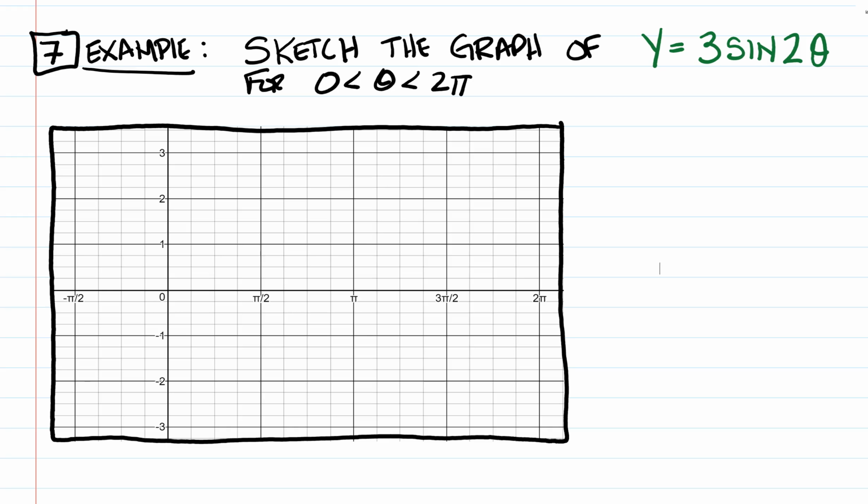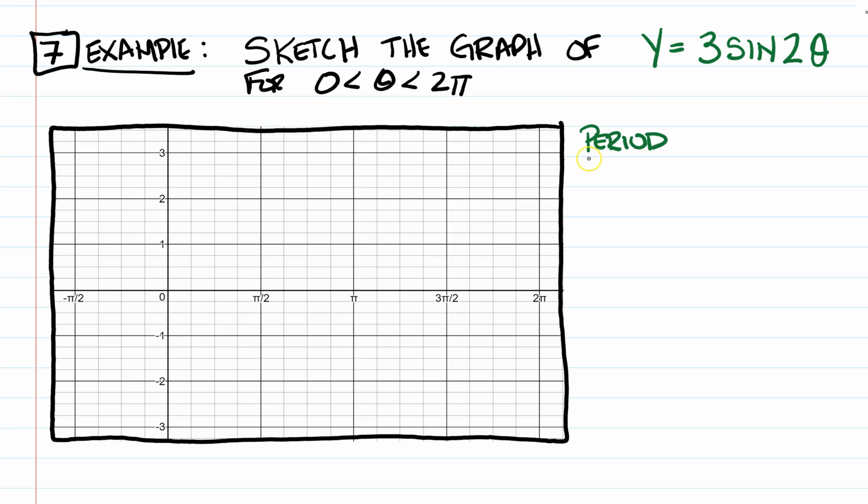Okay, box number 7 is an example. We are going to sketch the graph of y equals 3 times the sine of 2 theta for 0 to 2 pi. So that means just on the interval from 0 to 2 pi. Okay, so I'm going to do this in green for you. The first thing I want to do is figure out my period.